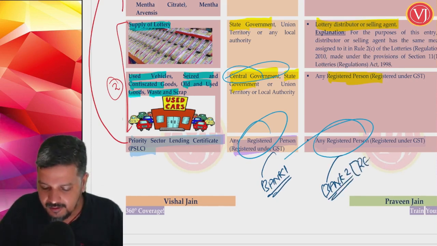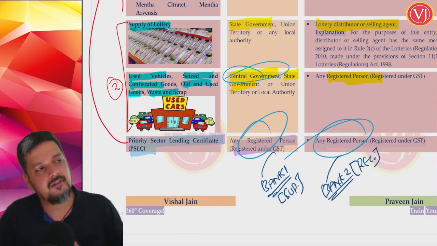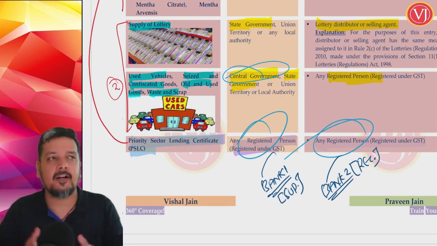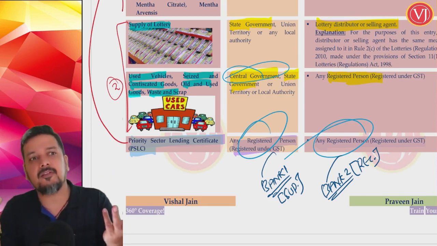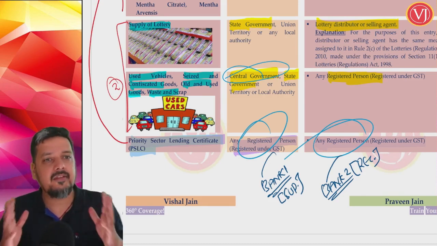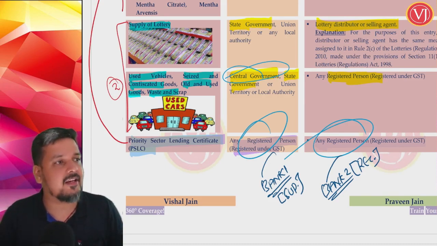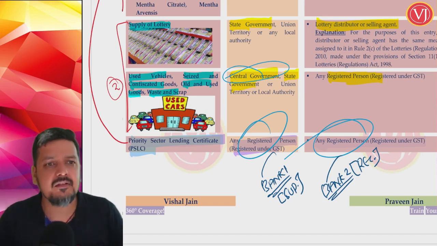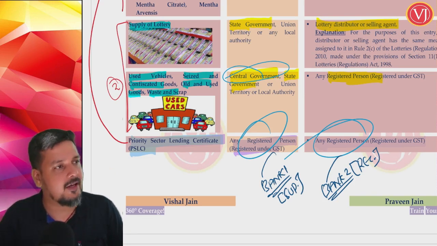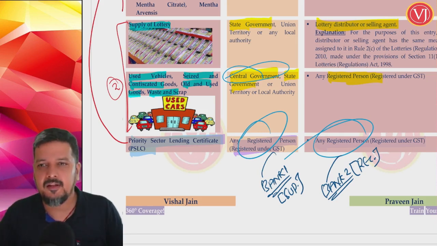So we are shifting the liability on the recipient bank. If you don't understand this, you'll break your heads trying to work out: supplier is also registered, recipient is also registered, then why shift the liability? Because you are talking about this certificate, the priority sector lending certificate, which will be given by one bank to another bank, and all banks in India will be registered. So shifting of liability will be to the recipient bank. Supplier is also registered. Recipient will always be registered.